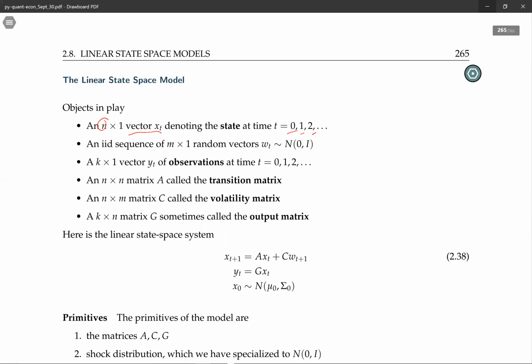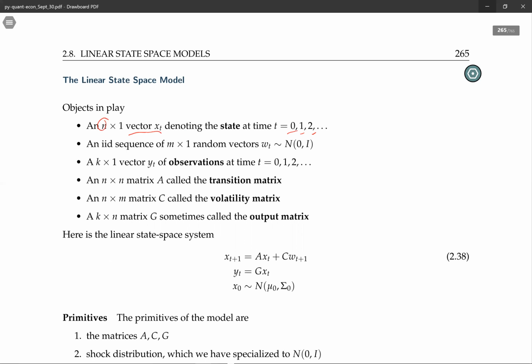And what it's going to be is a complete description of the current position of the system. And we're going to put that into this vector. And we'll give examples later.